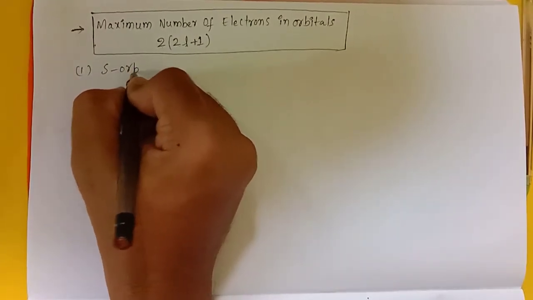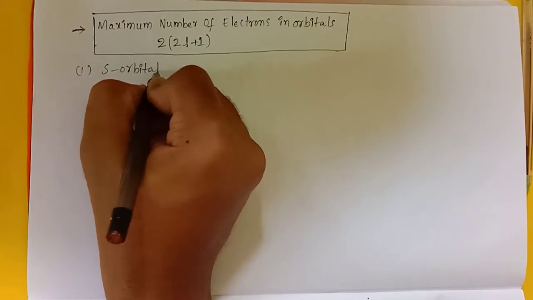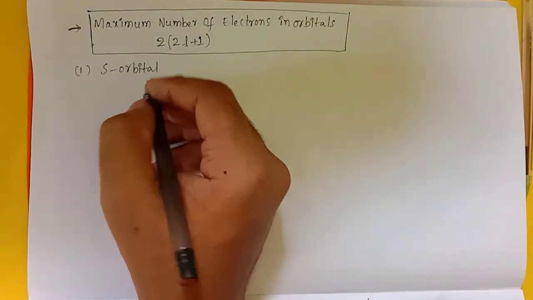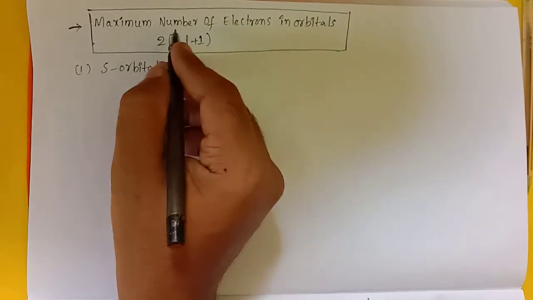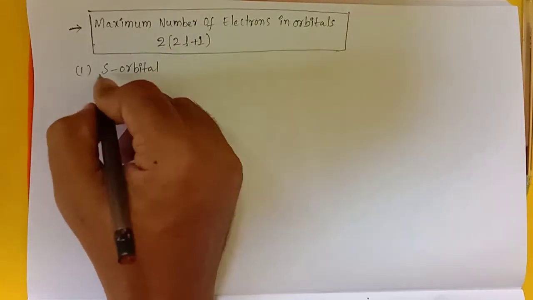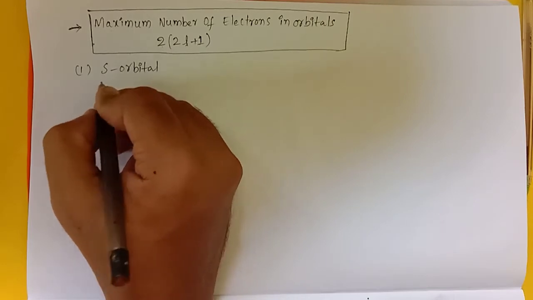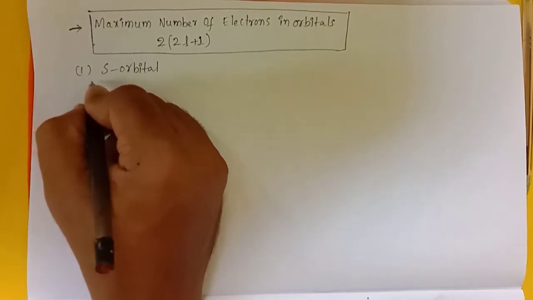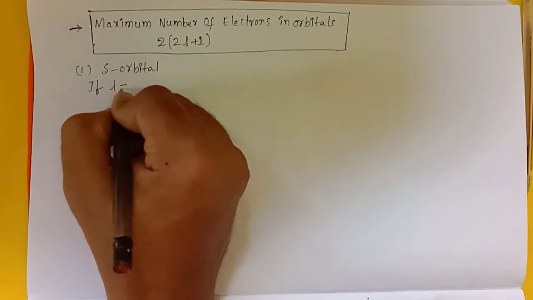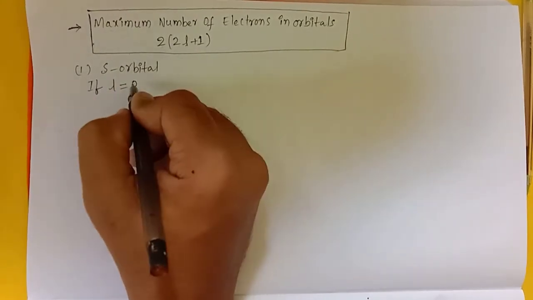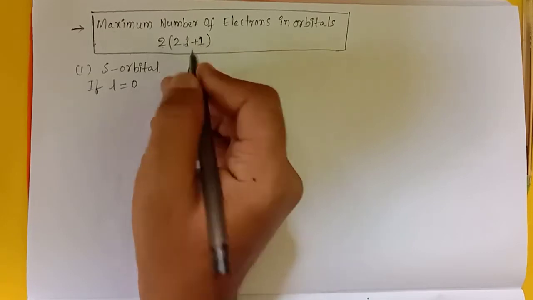In the S orbital, what are we calculating? We are going to calculate the number of electrons present in the orbital. Let us see how many electrons we have to take in the S orbital. If we have the S orbital, what is the L value? The L value is 0. So this L value 0 has to be substituted in the formula.